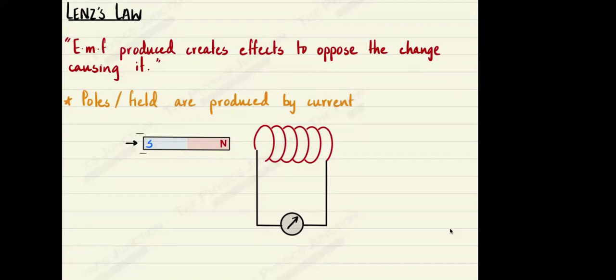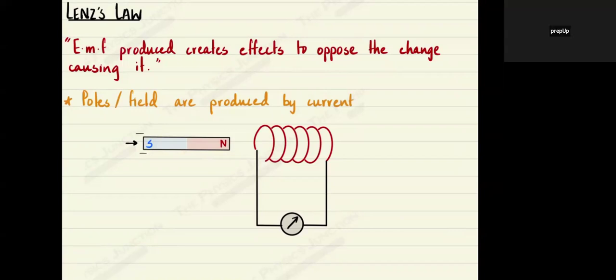All right, it's a lot to break down, so we'll be doing this bit by bit. So the EMF produced creates effects to oppose the change which caused the EMF in the first place. Now, how does that pan out here?